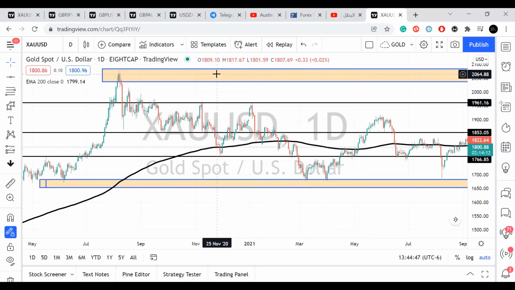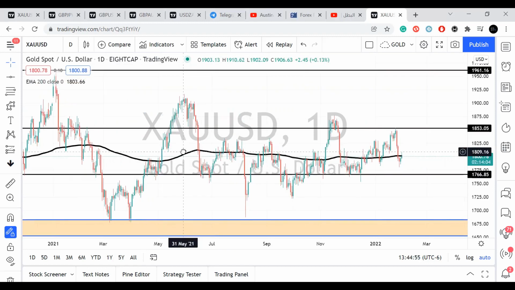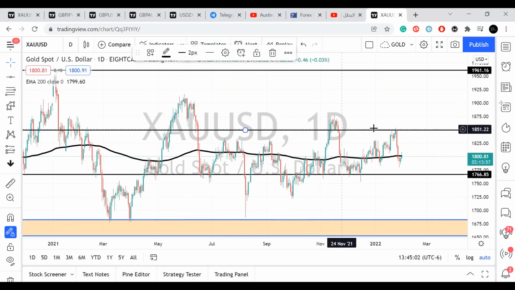Here to here is almost the same size. Also here to here. So now let's see. You see that once price came back to this zone, we started having this drop. So this place was a daily low.